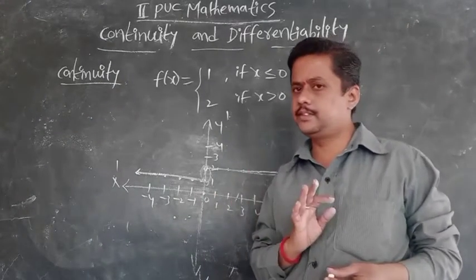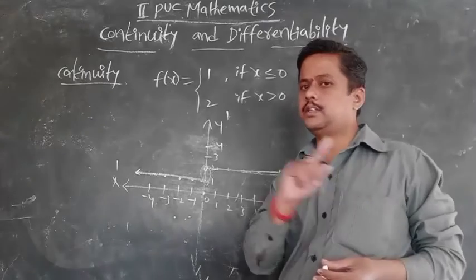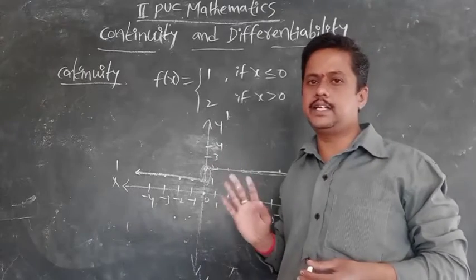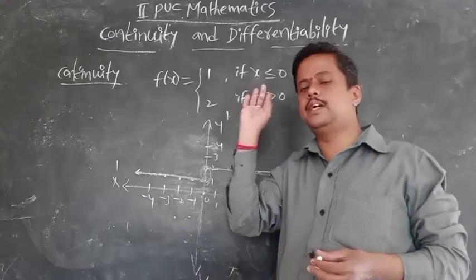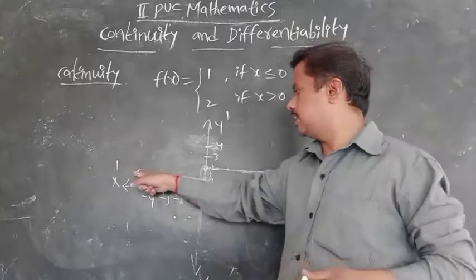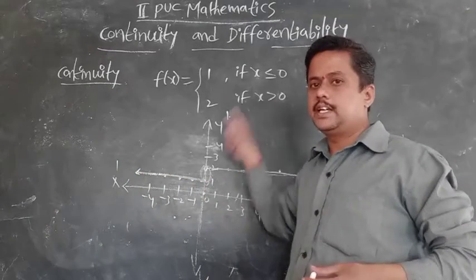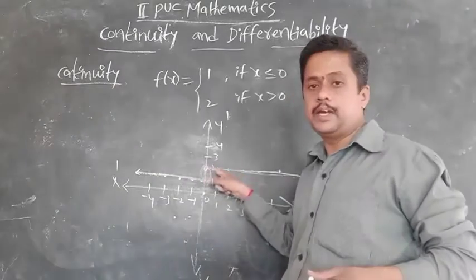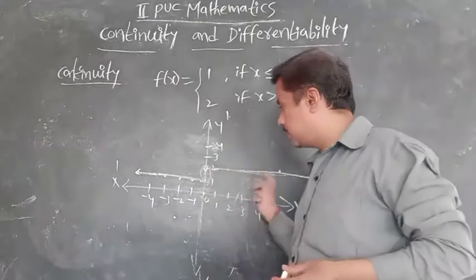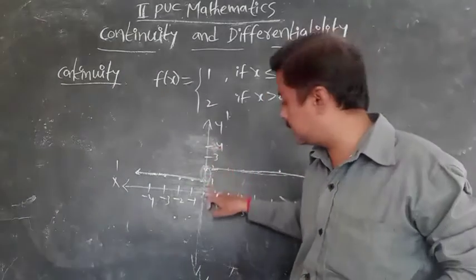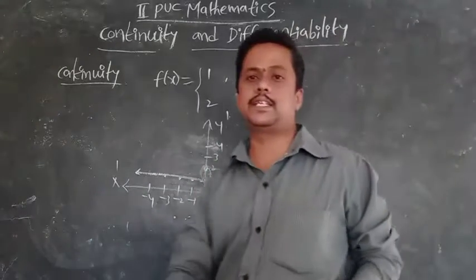So my dear students, without lifting a pen or pencil or chalk piece, if you have to draw on the curve, that means it is continuous. If you are lifting, that means it is not continuous. So here it is continuous. Again I am starting from here. So this is continuous from here to here. But here at this place, x equals 0, it is discontinuous.